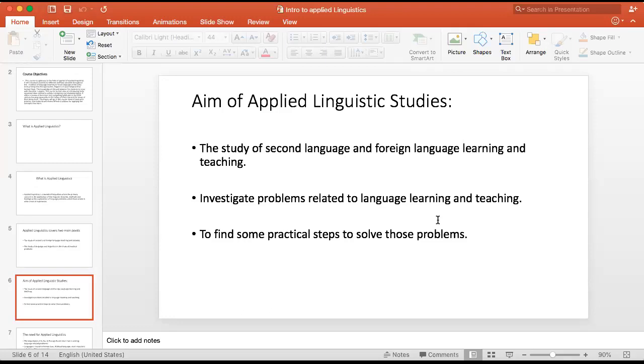So that happens to be the aim of applied linguistics. Now there are certain questions that are answered by applied linguistics when we talk about language learning. For instance, what language skills should children attain beyond basic literacy? So what are those skills that are required for a child to learn the language skills? And there are different language skills.